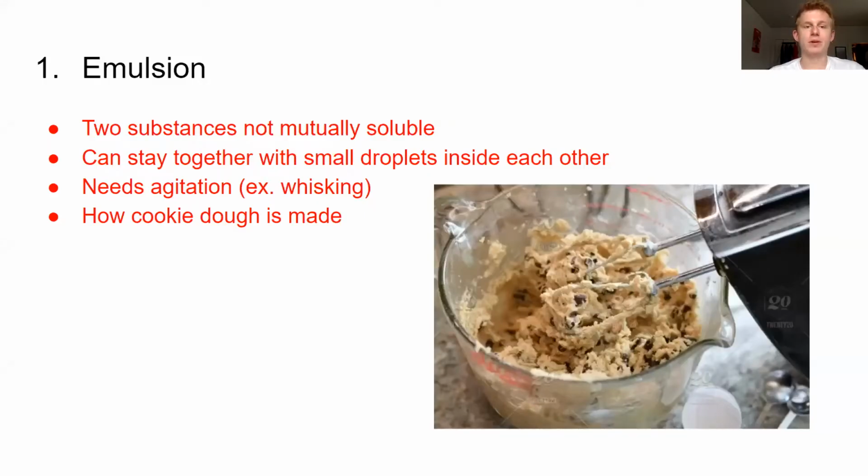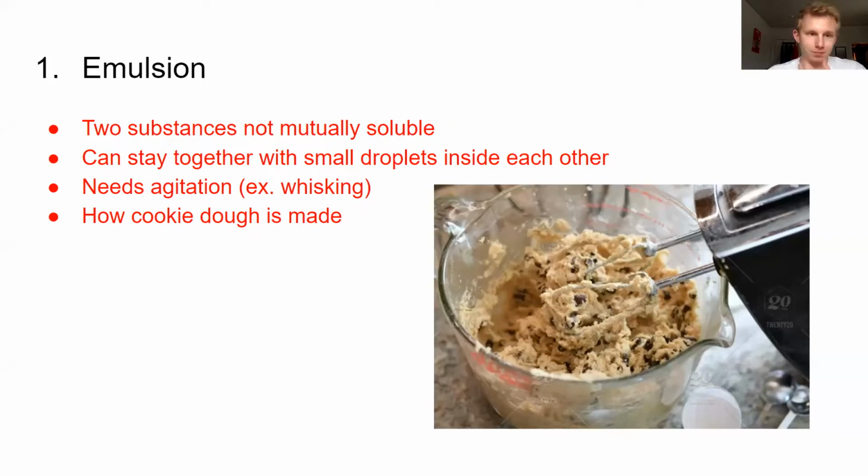The first one is called emulsion. Emulsion occurs when two substances are not mutually soluble. This means that these substances cannot dissolve each other. However, they can stay together with small droplets inside of each other's substance.